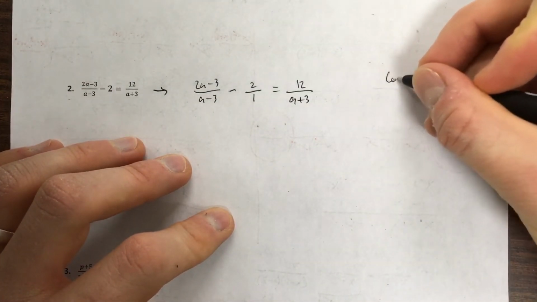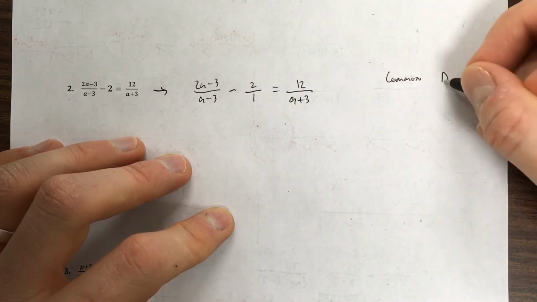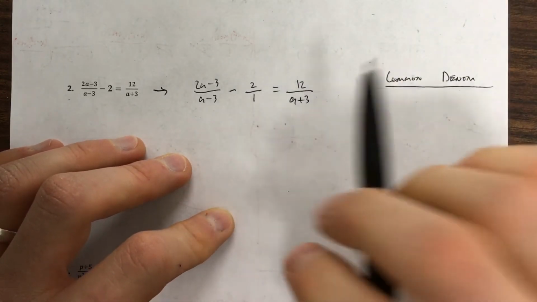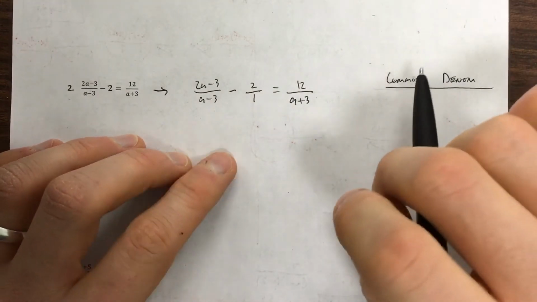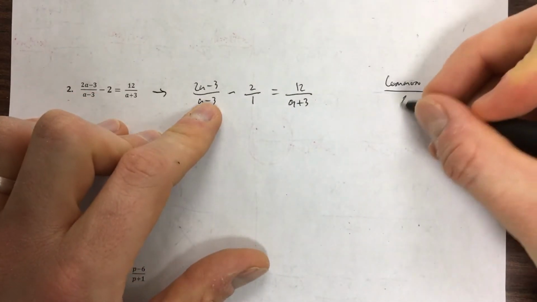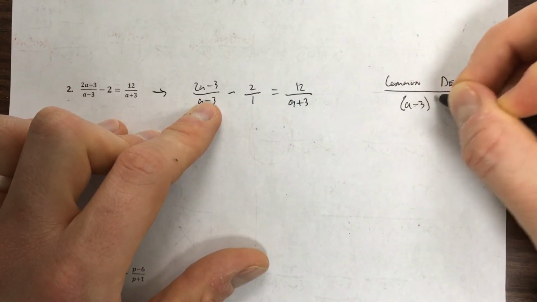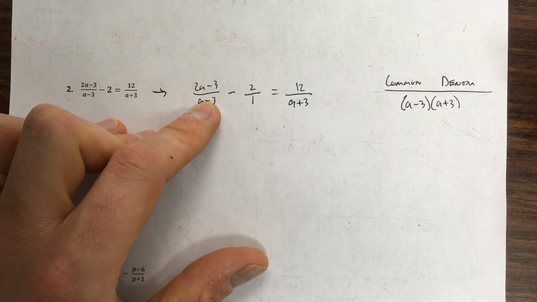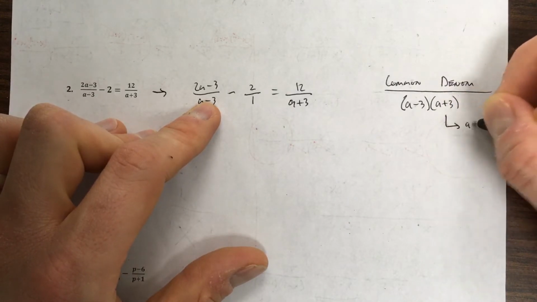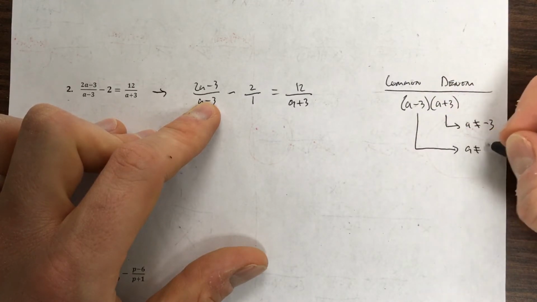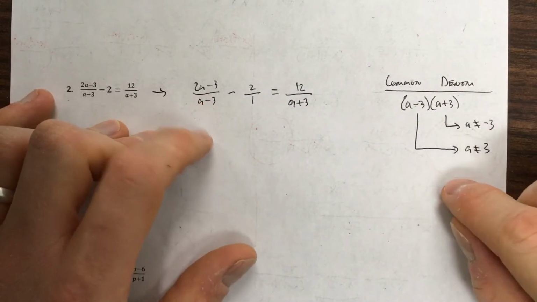And if we want to determine a common denominator, instead of finding a common denominator and adding all that stuff, we want to determine a common denominator from the beginning. Then we have a minus 3, a plus 3, and 1. They're all different. So really our common denominator would be a minus 3, a plus 3. And so from here we know that a cannot equal -3, a cannot equal +3.